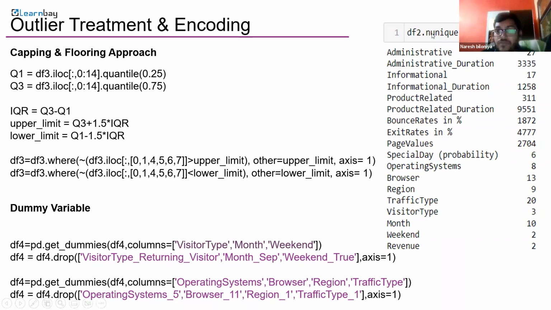Here we can see how many unique values we have. In the administrative page we only have 27 unique numbers. And if we talk about categorical columns, we have 8 types of operating system. In browser, we have 13 types of browser. In region, there are 9 types of regions. Traffic type has 20 types. There are 3 types of visitors. And as we discussed, we have only 10 months of data. And weekend and revenue have only 2 types of data, true and false.